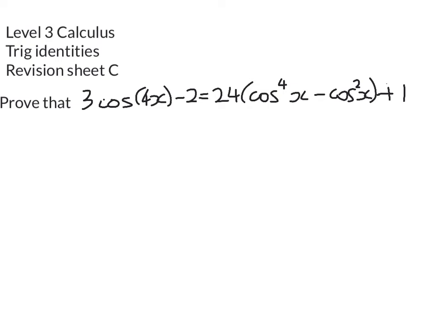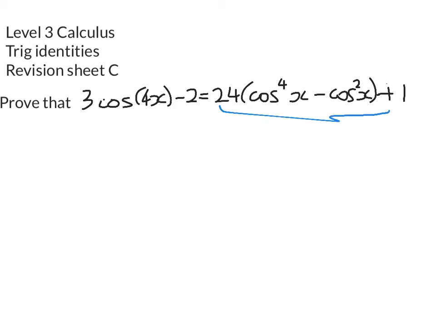In this video, I'm going to look at the identity problem on revision sheet part C. So it should be reasonably short. We're going to prove that 3 cos 4x minus 2 is equal to this expression here.